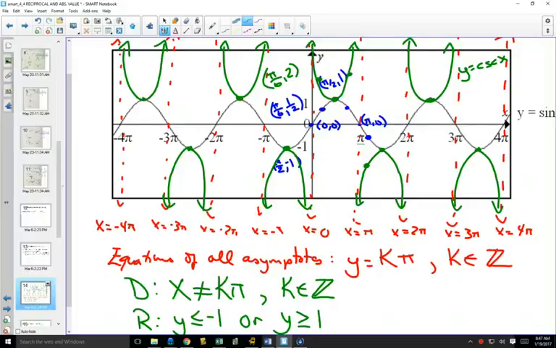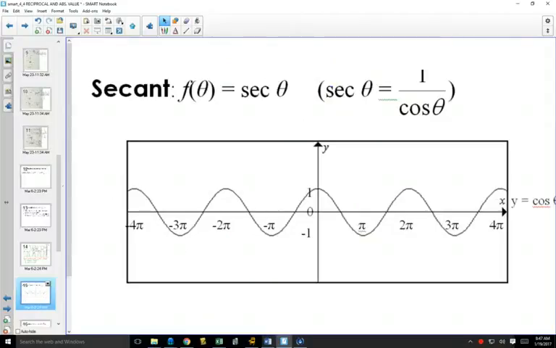So now we can graph all of our trig functions. We know our regular ones, sine, cosine, tan. And if we apply the rules, we can get our graphs of cosecant, secant, and cotangent. So I would like you to try the secant one on your own.